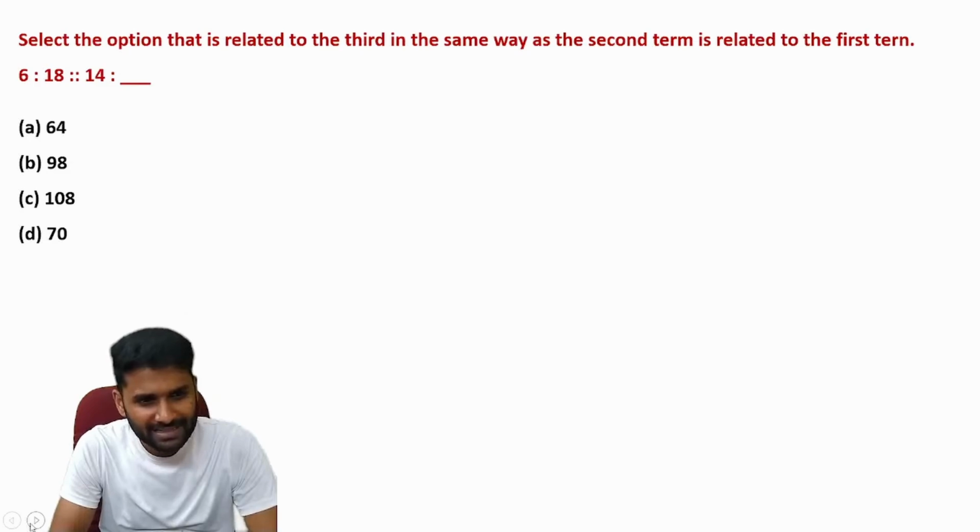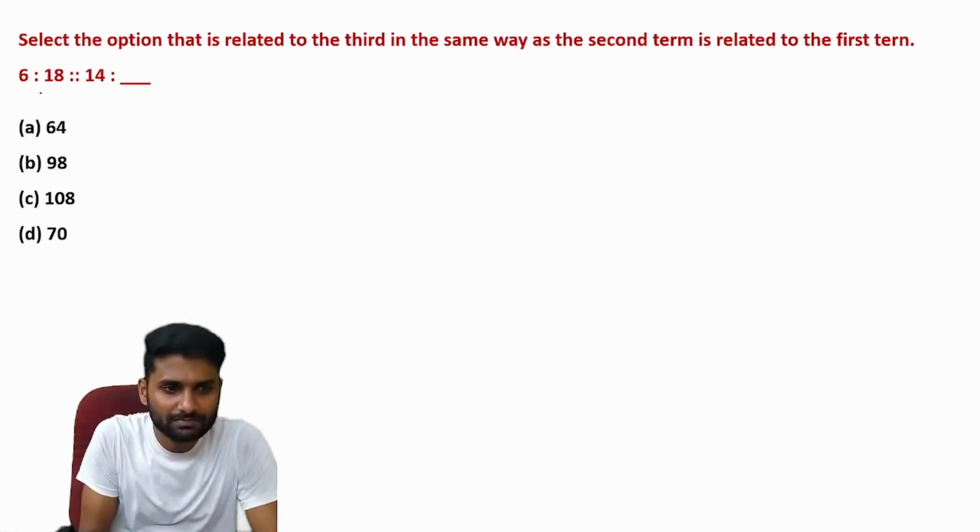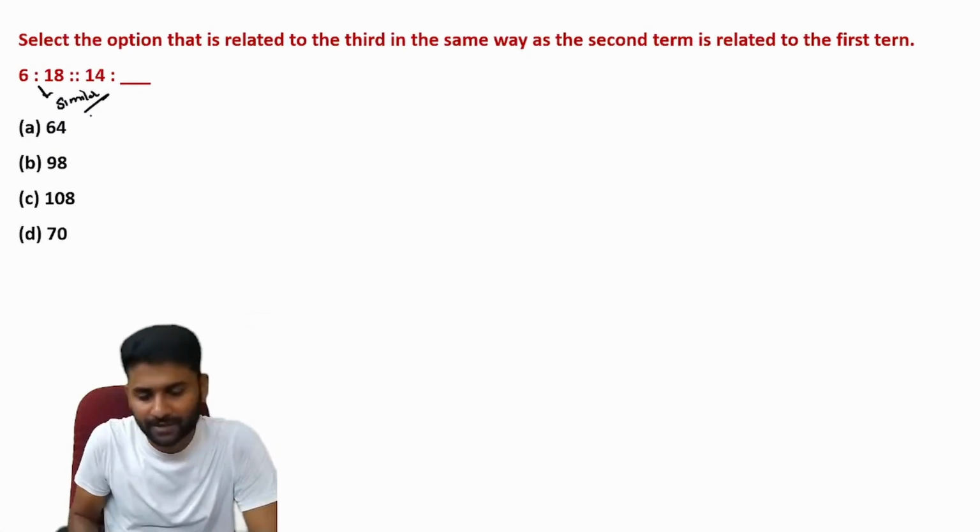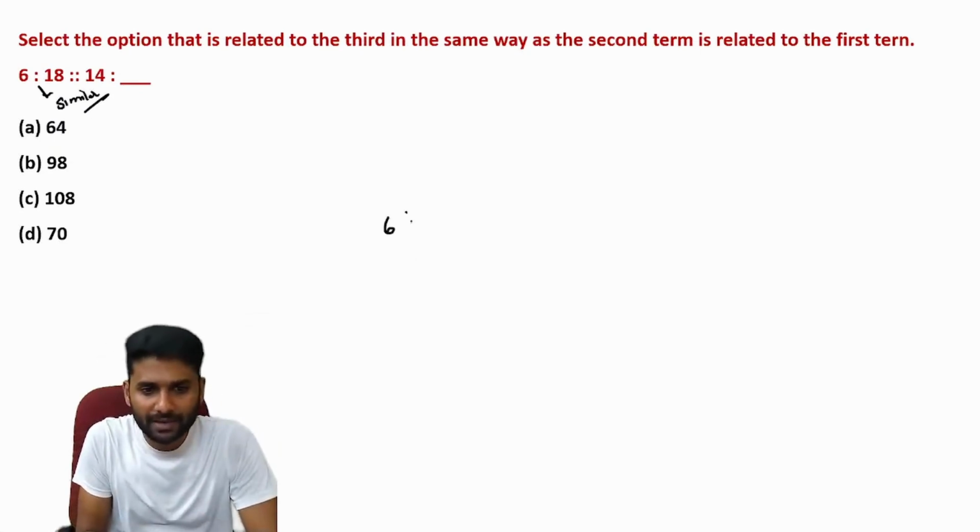So here 6, 18 is to 14 is represented. It's all about analogy. There is a similar relation. You have to identify that and apply the same relation for 14. Now 6 becomes 18. If you understand the relation, apply the same relation for 14, then it becomes the answer.